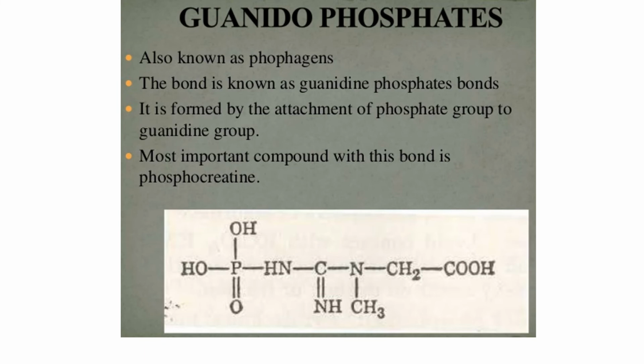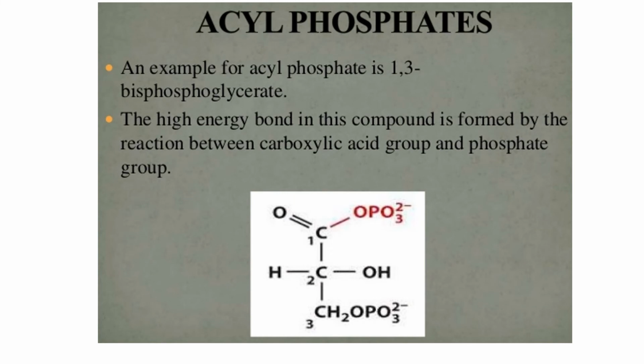Guanidophosphates are also called phosphagens. The bond is the guanidine phosphate bond. It is formed by the attachment of phosphate to a guanidine group. In this picture, there is a phosphate here, and it is attached to a guanidine group. A very good example is phosphocreatine, or I should say creatine phosphate. And for acyl phosphates, an example is 1,3-bis phosphoglycerate. It is acting there in glycolysis. It's formed by the reaction between a carboxylic acid group and a phosphate group. You can see the phosphate group is attached onto a carboxylic carbon here in this diagram.